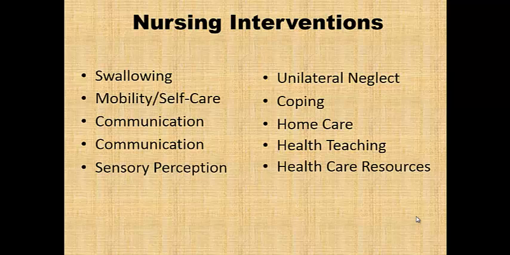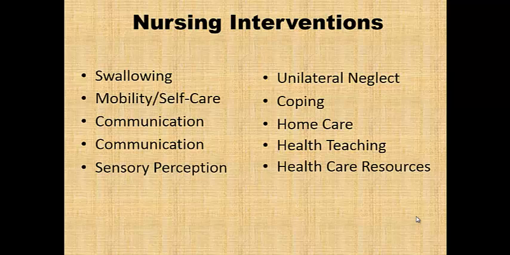So we're going to talk about some specific things that we need to do. We're going to talk about swallowing, mobility, communication, double communication because it's so important. Just kidding, I'll only talk about it once. Sensory perception, unilateral neglect, coping, home care, health teaching, and healthcare resources.